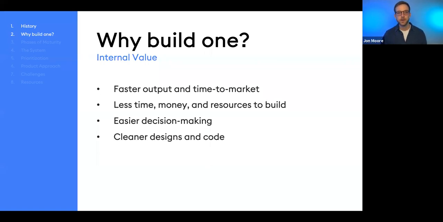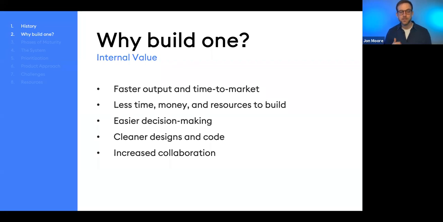Cleaner designs and code. I think this one just speaks for itself. When you have a central design system for designers and for developers to reference, ultimately what you're going to get at the end is cleaner designs, more consistent code, and you're not going to be reusing things over and over.